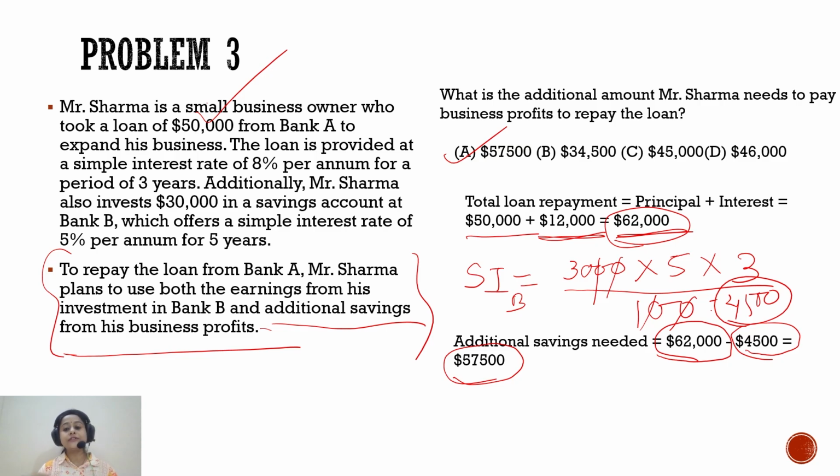Now, you can solve it in 3 steps. First you find out the total amount you have to pay back. Then how much you are earning from bank B in 3 years. And then you subtract your earnings from the total amount you have to pay back. You will get how much Mr. Sharma has to pay out of his business profit.